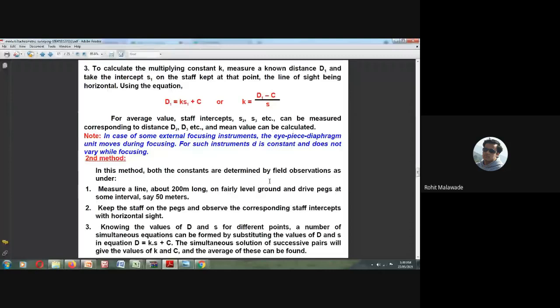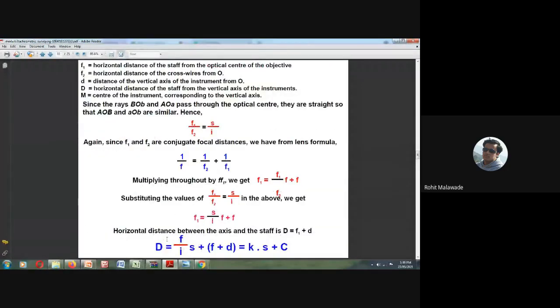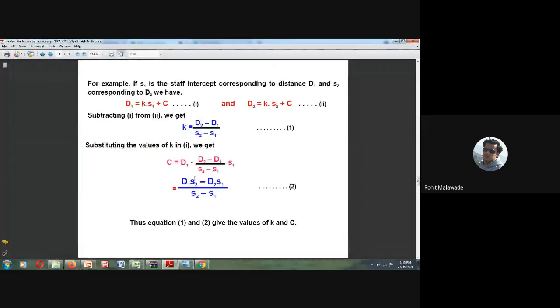Class, right? These are the formulas: D is equal to Ks plus C, if we want to measure the distance in case of a horizontal line of sight. Then we have seen the multiplying constant or additive constant, that is C, right? That is C is equal to F plus D, right? Or we have determined it by replacing it in Ks plus C.